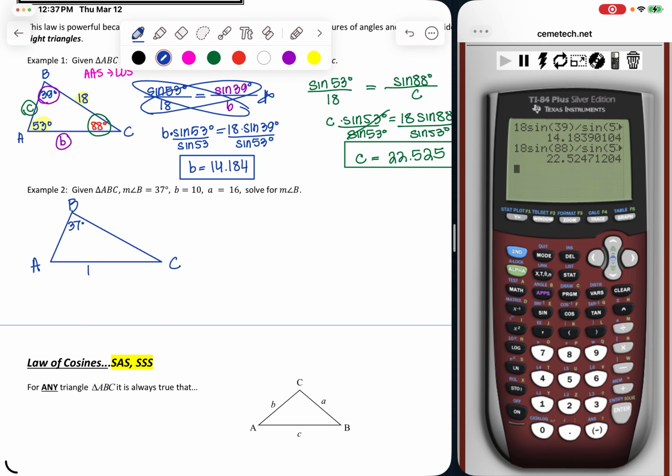Side B is 10. Side A is 16. All right, let's look to see what we have here. So we have side, side, and then this angle is outside. It's not in between. This is in between, right? So it's side, side, angle. This is the ambiguous case.